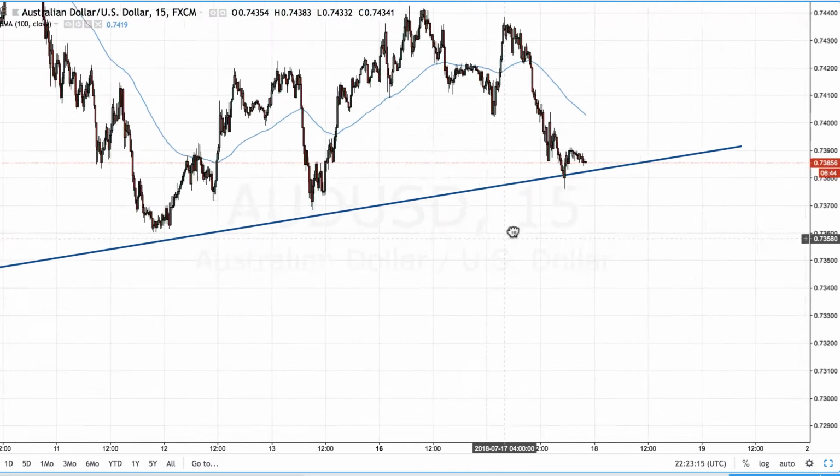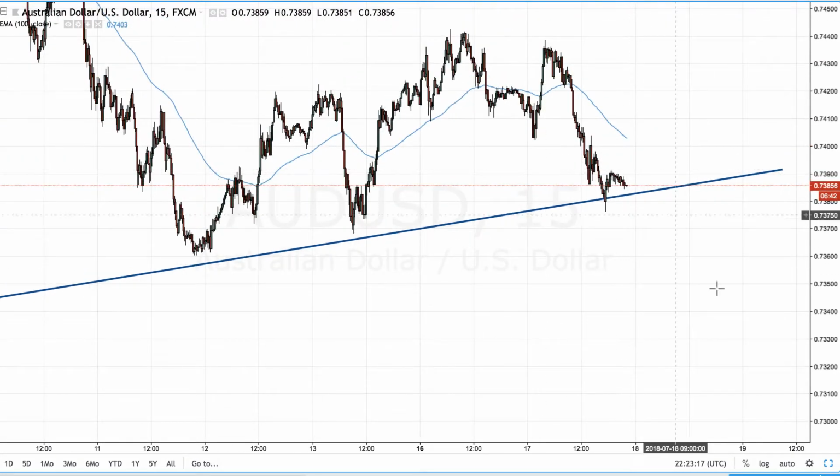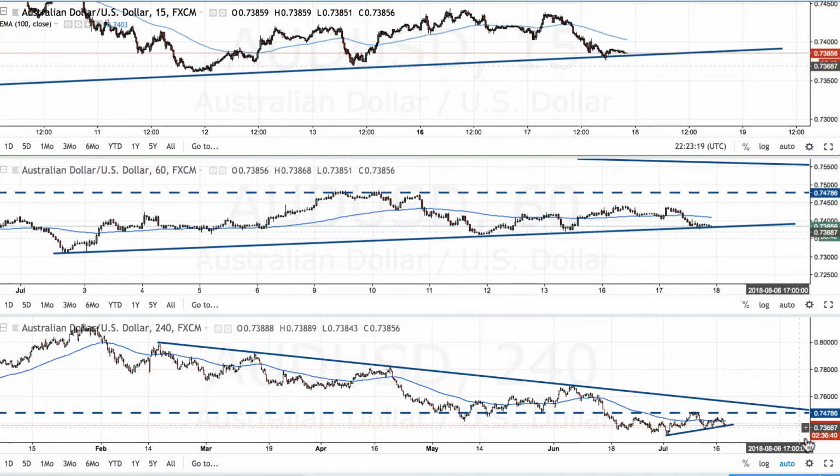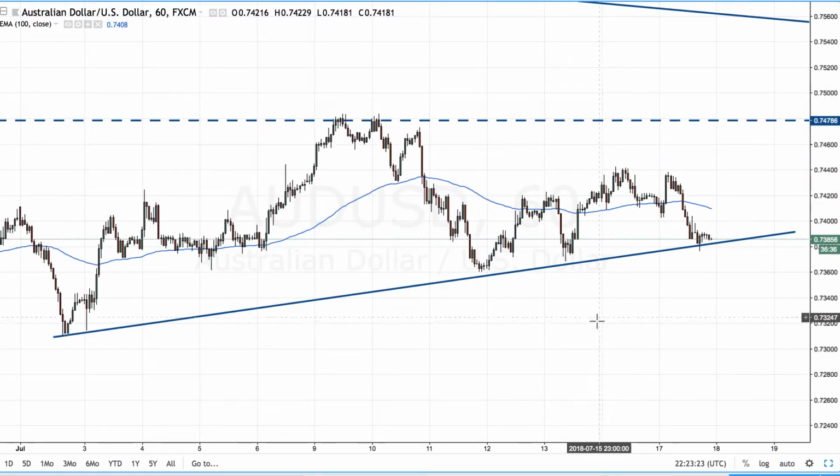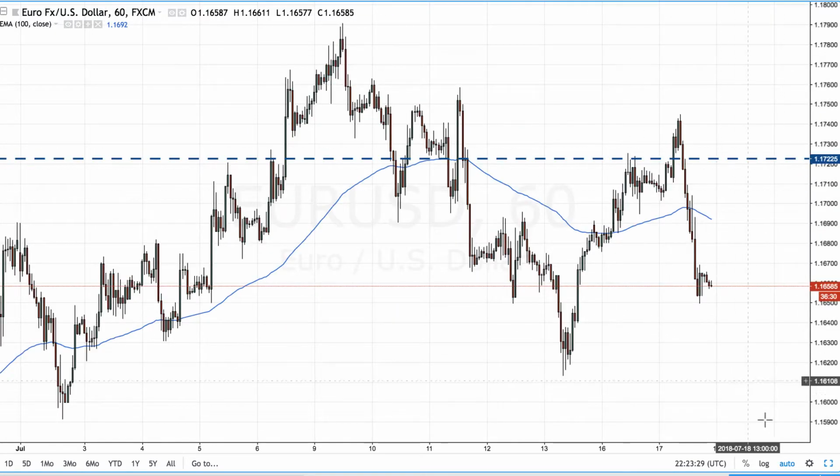Obviously our stop will be placed just above the highs, and our target realistically, if we go to the 1-hour chart, has to be these lows over here at 0.7313.